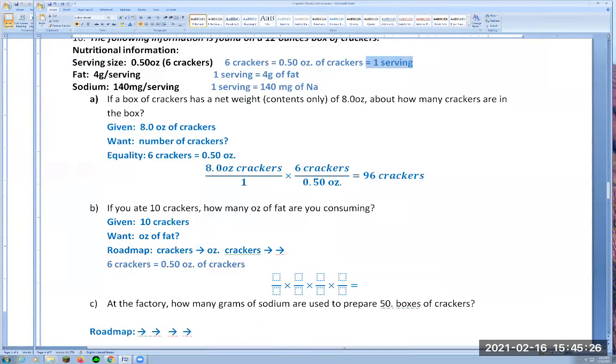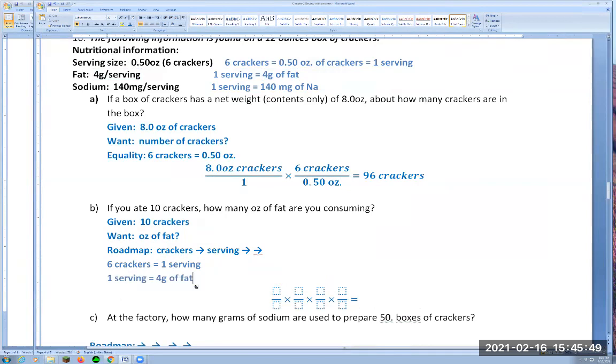So actually, it makes more sense to change the crackers to the serving. We don't really need the number of ounces. So let's do that. Let's do crackers to serving, because the fats here are related to serving. So then we can use the servings to grams of fat. So servings to grams of fat, but we want ounces of fat, so we will have grams of fat, but we want ounces of fat.